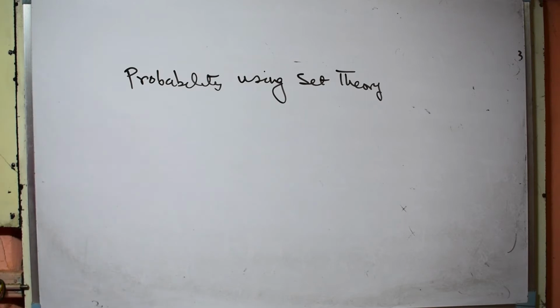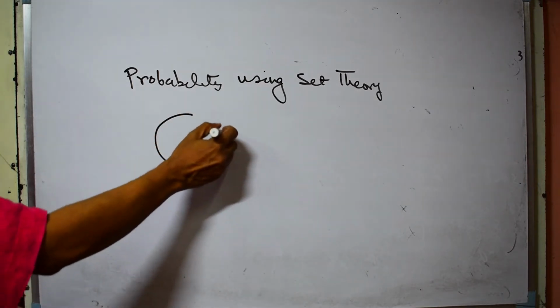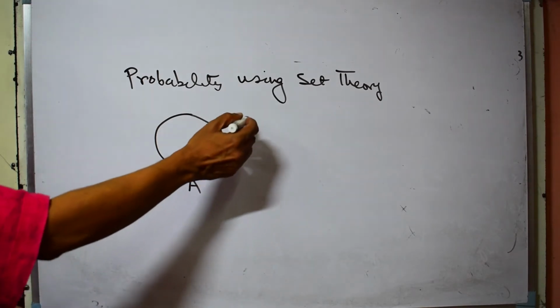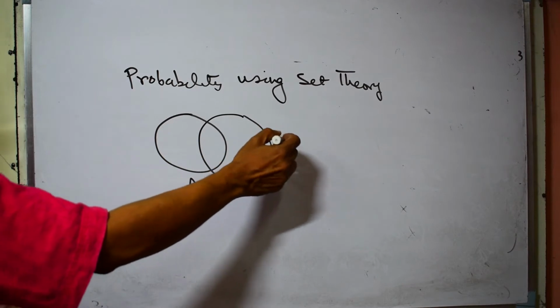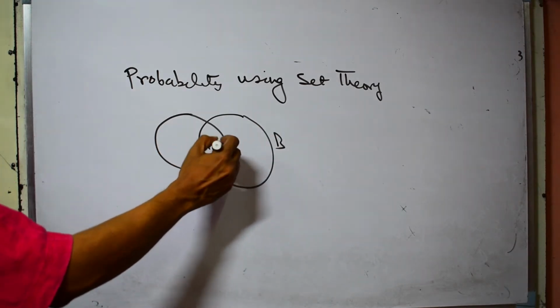Today we will discuss how to use set theory in solving problems of probability. Actually, in set theory we have one idea where we can think of a Venn diagram, that is event A. If I denote it like this, it's a circle, and B is another circle, that is B, as this one. Then we say this is the common part, that is A intersection B.